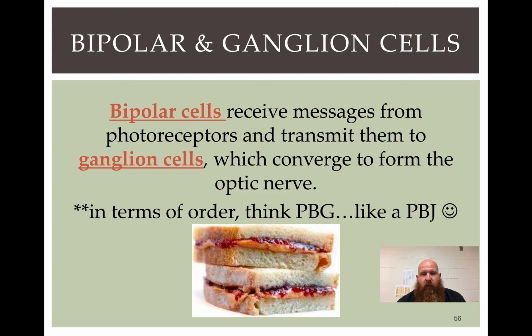And again, bipolar cells and ganglion cells, I've mentioned them other than just in passing. The bipolar cells receive messages from the rods and cones and take them to the ganglion cells, which bring everything together to form the optic nerve.